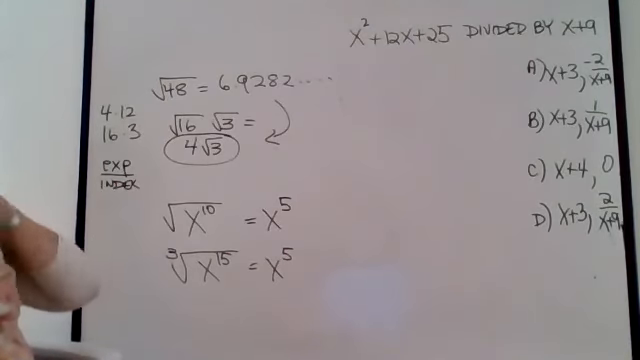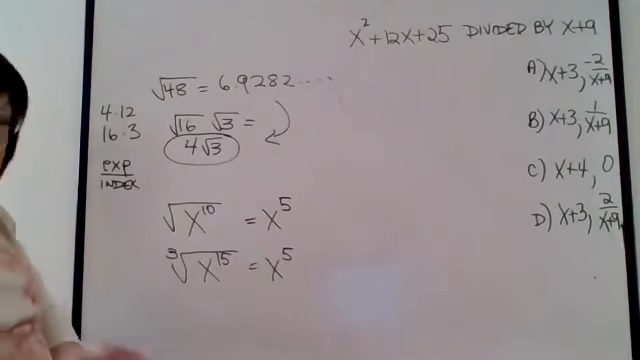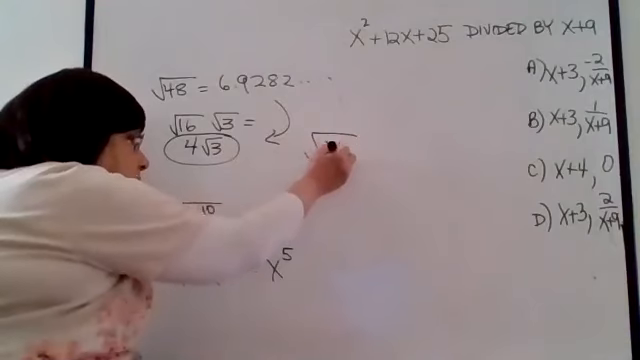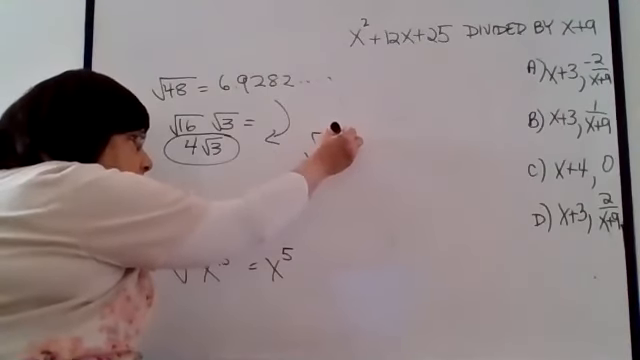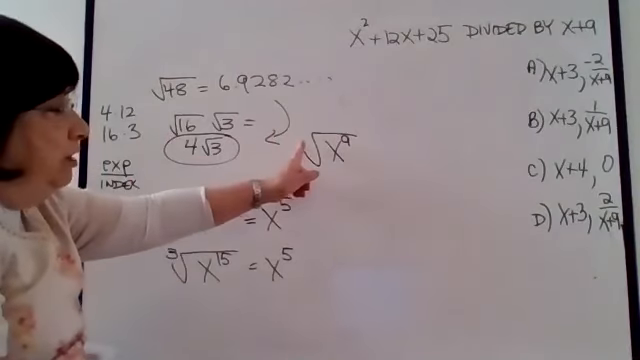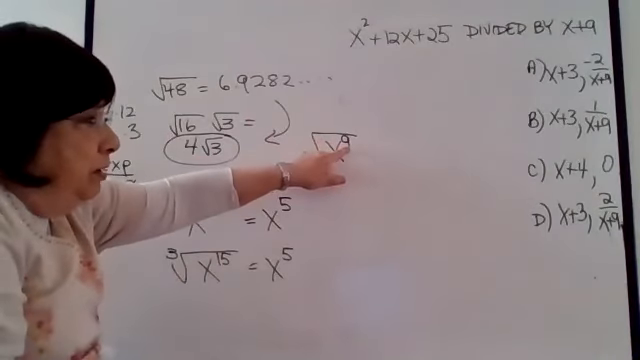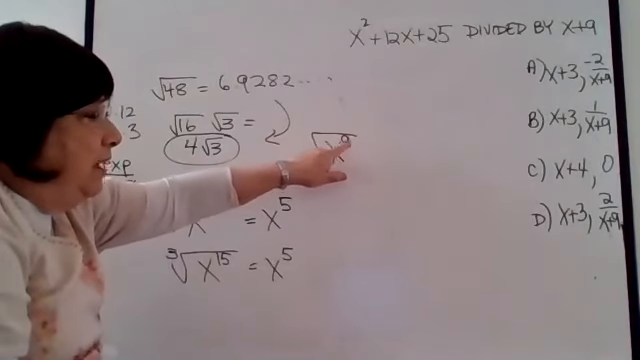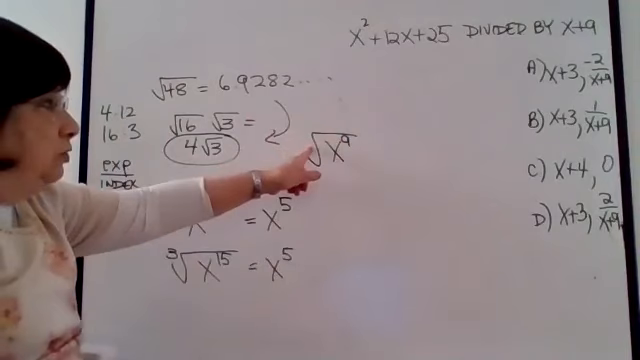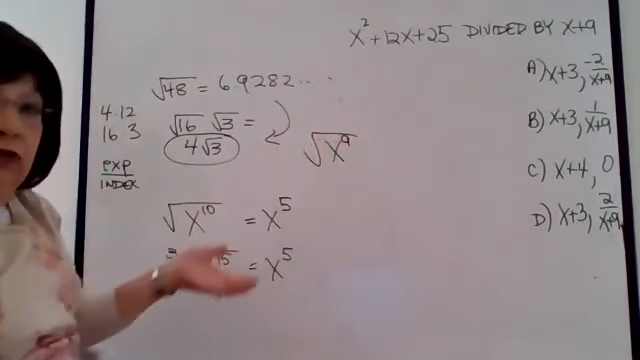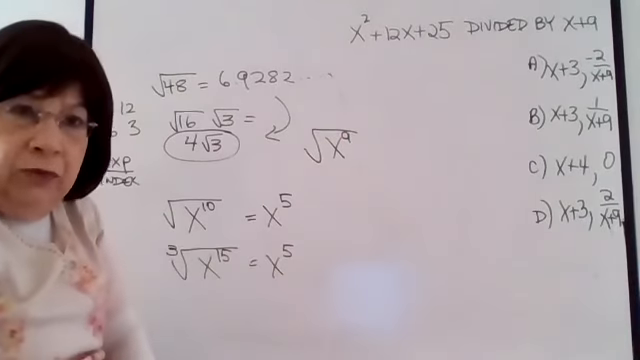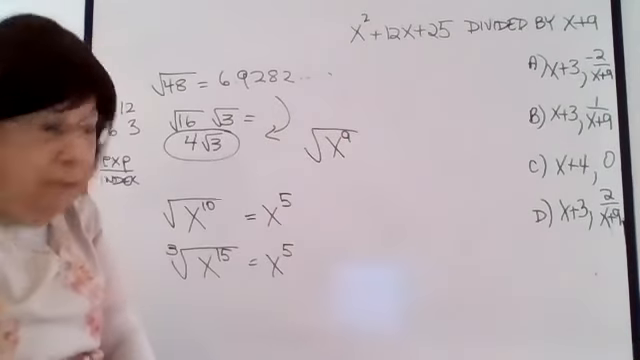Now, the question is, what happens if I were to give you something like the square root of x to the 9th? Remember, when I'm doing variables, I don't take the square root of the exponent. I divide the exponent by 2. Since this is a square root, my index is 2. 9 divided by 2 is 4.5. We really don't want to be left with exponents that have decimals or fractions in them.